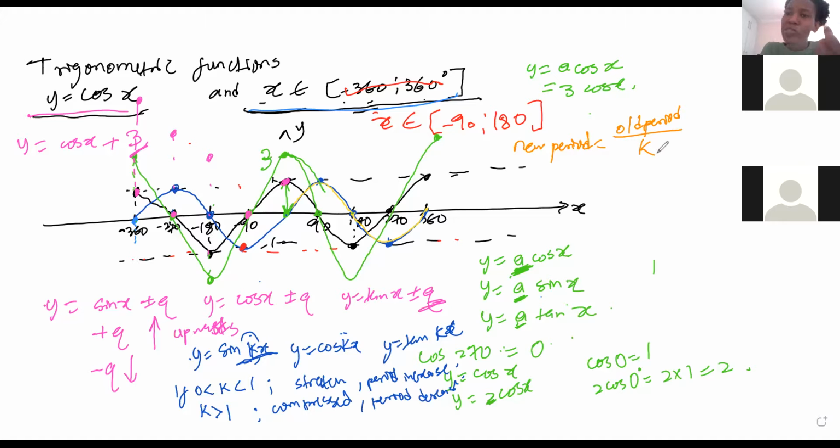Even for the cos graph, the period is 360. If your k now is 2, you're going to say 360 divided by 2. The period for a tangent, even though we haven't drawn it yet, is 180. So the new period will be that 180 divided by that value of k. So that's that. Let me see what's next here.